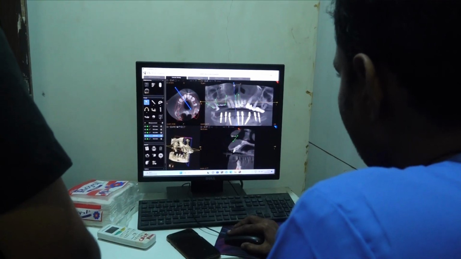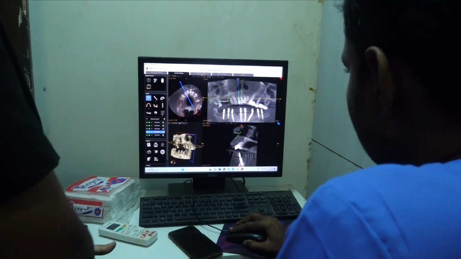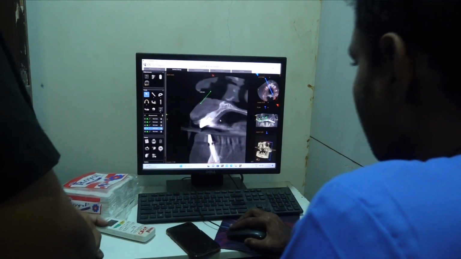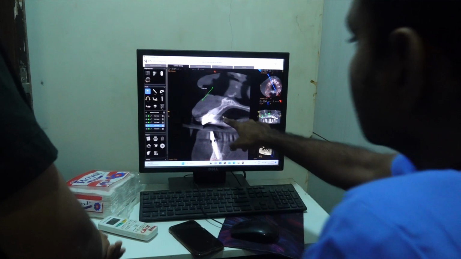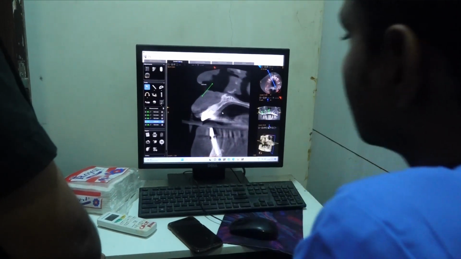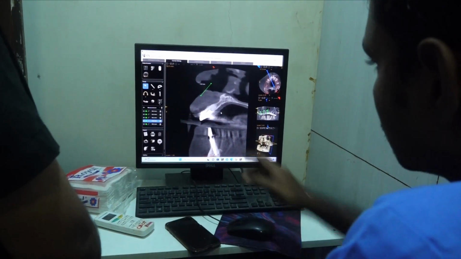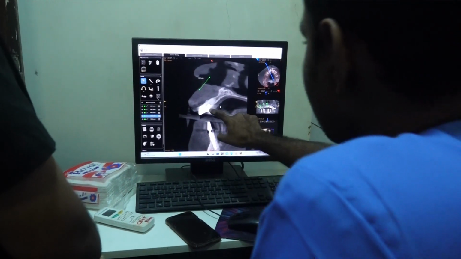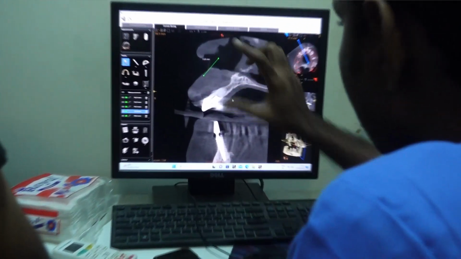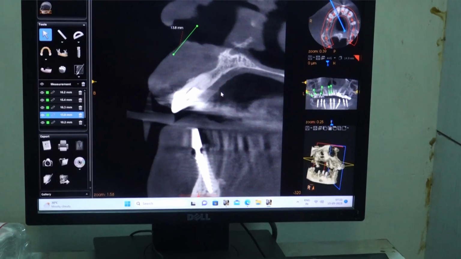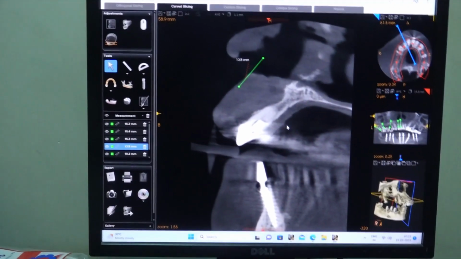Okay, here also the bone is not very great in the 1-1-2 area. It's very thin. You see the palatal surface of the tooth, it is close to the palatal bone. Usually the bone will come like this, there is enough good thickness, but here it is constricted.